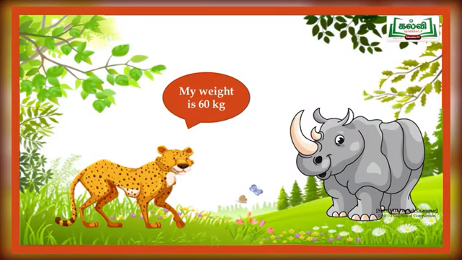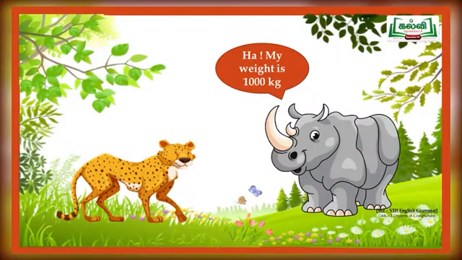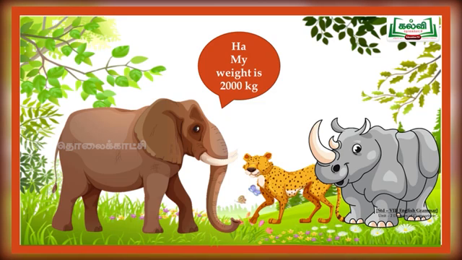The cheetah said that my weight is 60 kilogram. After hearing that, the rhinoceros laughed at the cheetah and said, "Ha ha, do you know what is my weight? My weight is 1000 kilogram." When these two animals were talking, one more friend, elephant, came into the screen. He said, "Stop your arguments. Do you know what is my weight? My weight is more than 2000 kilogram. Now, shall we compare the weight of these 3 animals?"